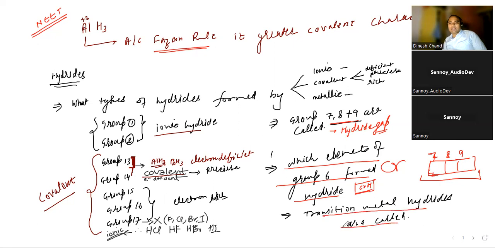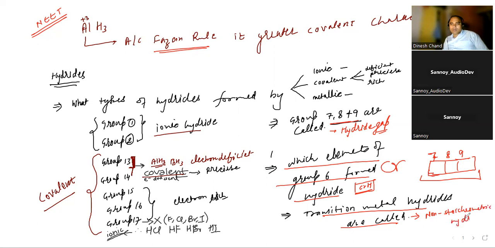Transition metal hydrides are called what? What do we call transition metal hydride? Have you read about the non-stoichiometric hydride? So non-stoichiometric hydride is only chromium from CrH.